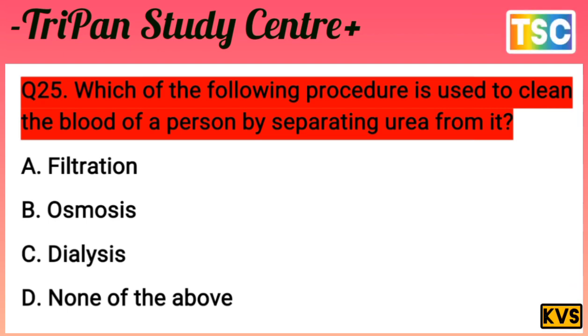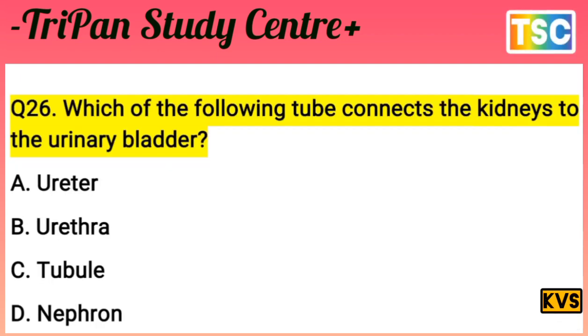Let's see the next question here. Next question on your screen. Which of the following tubes connects the kidney to the urinary bladder? A.